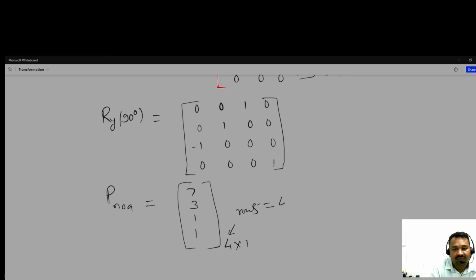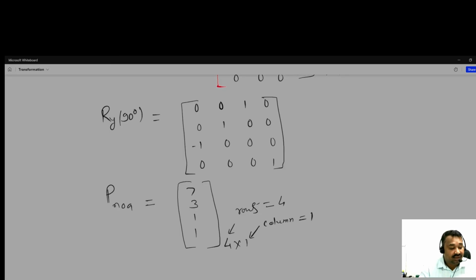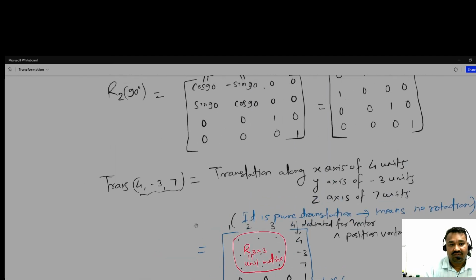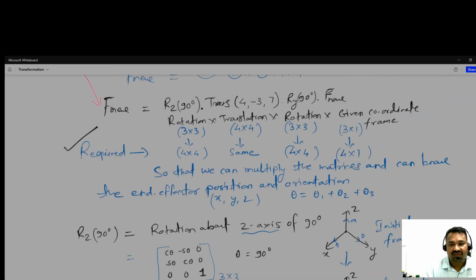So here 4, 1 is what? Column. So it is 1. So in this way, now we can write all together F new, and the first one, let us come to this one, sequence.